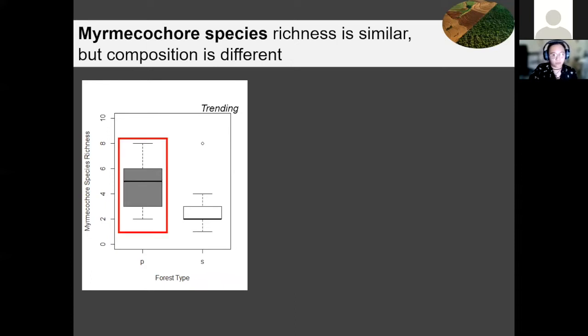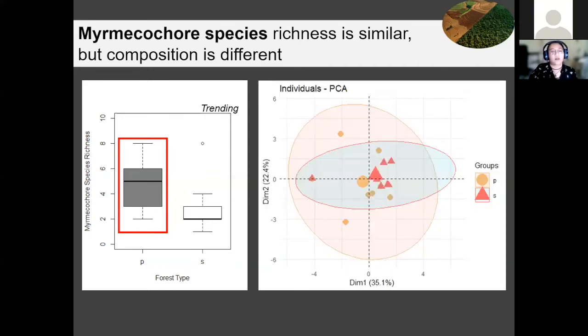And so we did see some higher number of species in primary forests compared to secondary forests. But when we look at composition, I quickly want to orient you.